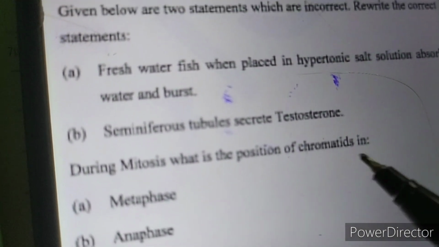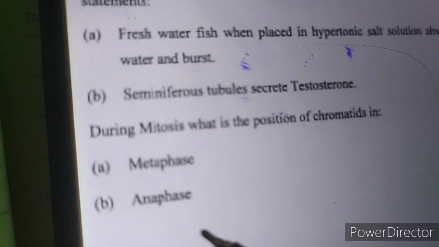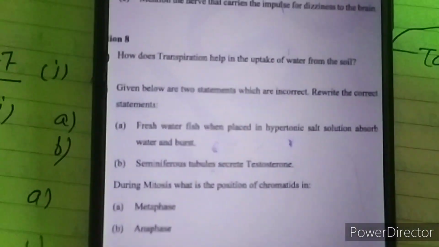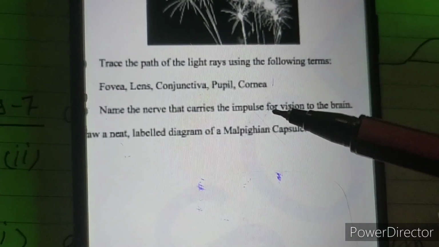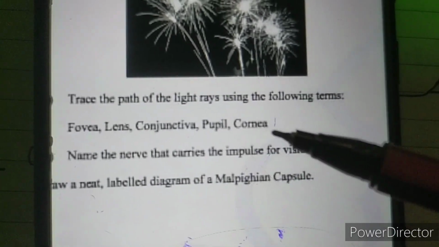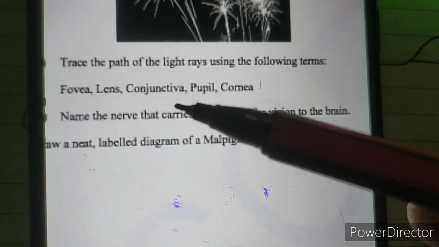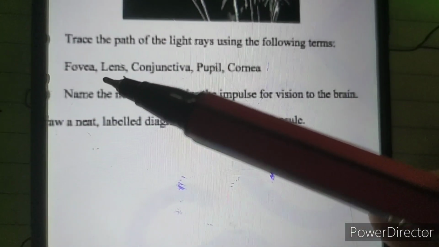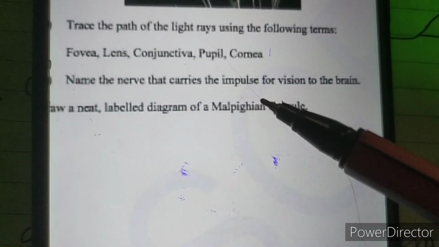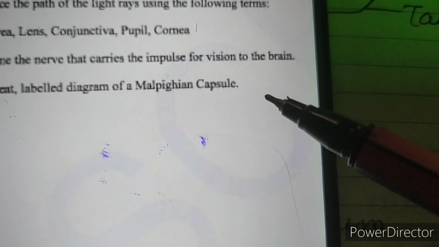During mitosis, what is the position of chromosomes at metaphase? In metaphase, the chromosomes are arranged at the equatorial plate, and in anaphase, they are present at the opposite poles of the spindle fibers. The next part is, you have been shown the diagram of firecrackers, and you have to arrange the given parts in sequential order to show how you will see these firecrackers with the help of your eyes. You have to trace the path of light rays. First will come conjunctiva, then cornea, then pupil, then lens, and then fovea, that is fovea centralis, also called the yellow spot. Next is the nerve that carries the impulse from vision to the brain, that is the optic nerve.